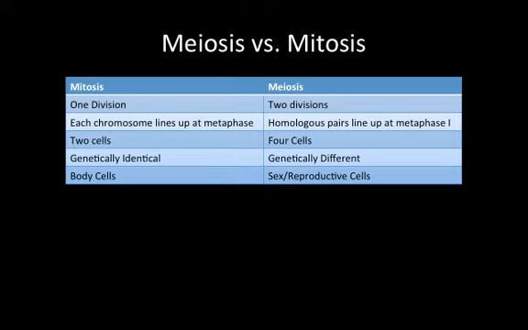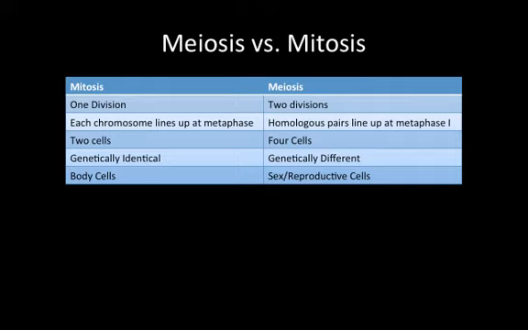So just taking a quick look at the difference between meiosis and mitosis, and this is really important, not just to know the steps, but to know what is the difference between the 2. In mitosis, we only have 1 division, whereas in meiosis, we have 2 divisions. In mitosis, each chromosome lines up at metaphase. In meiosis, we have homologous pairs of chromosomes lining up in metaphase. 2 cells are formed at the end of mitosis, where we have 4 cells at the end of meiosis. Genetically identical cells at the end of mitosis, and genetically different cells at the end of meiosis. In mitosis, we produce body cells, and in meiosis, we're producing sperm and egg, or reproductive cells.